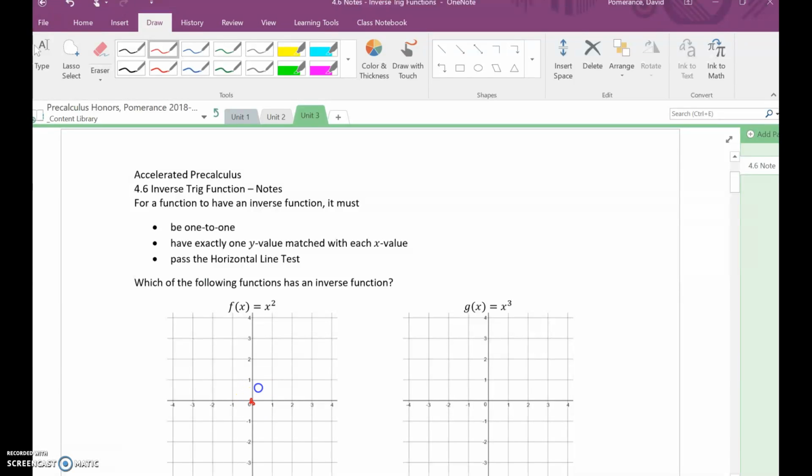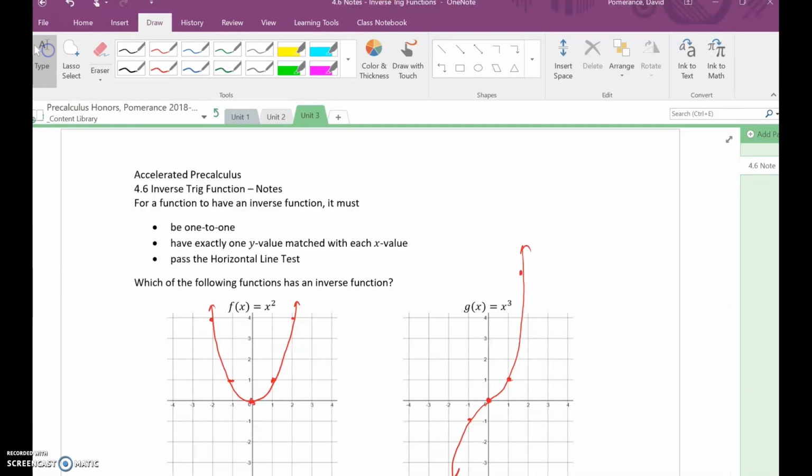Well, what does this graph look like? Everyone's very familiar with y equals x squared. Everyone's also very familiar with y equals x cubed. Which one of these functions has an inverse function?